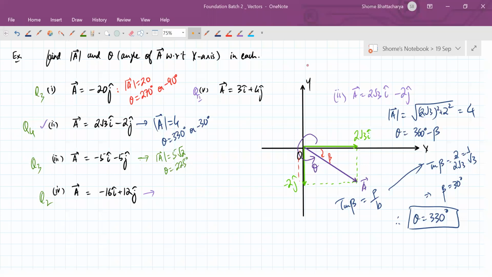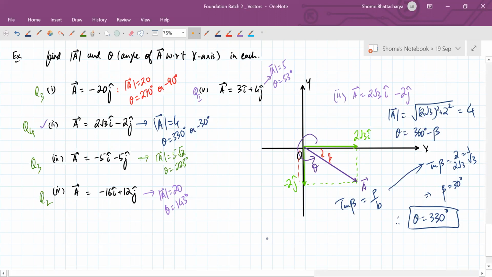Okay, so this one you should be getting magnitude of the vector A as 20, and the angle you should be getting should be 143 degrees. And similarly, the fifth and final one, you should be getting magnitude of the vector A as 5 and the angle as 53 degrees. Okay.